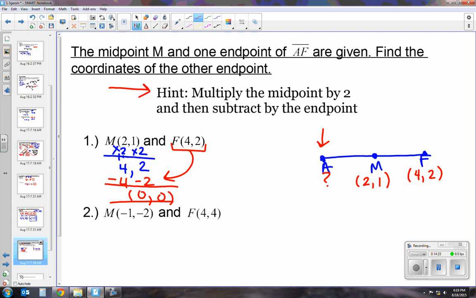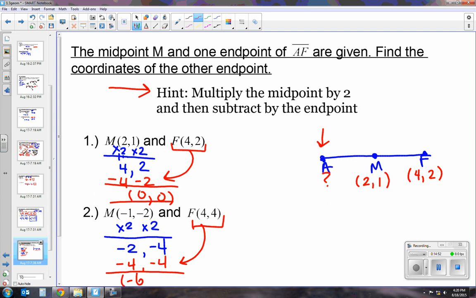So let's see that again. The first step for number 2 is we're going to multiply the midpoint by 2. Negative 1 times 2 is a negative 2, and negative 2 times 2 is a negative 4. Our second step is to subtract this other point, the endpoint, over here. So I'm going to do minus 4 and minus 4. Negative 2 minus 4 is a negative 6, and negative 4 minus 4 is a negative 8, and we get our other endpoint for that.